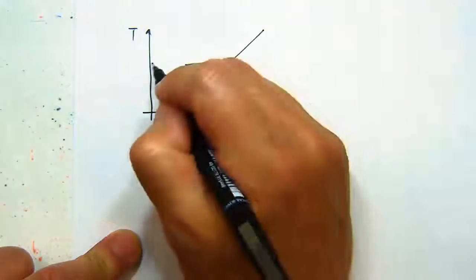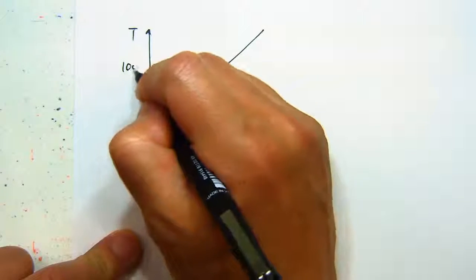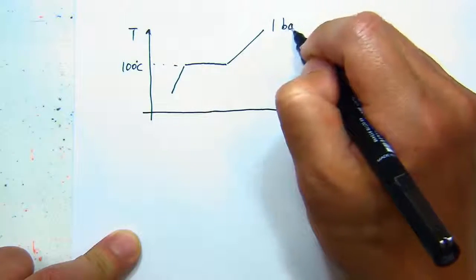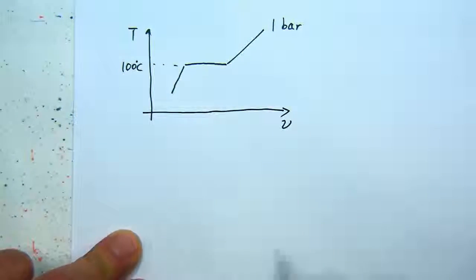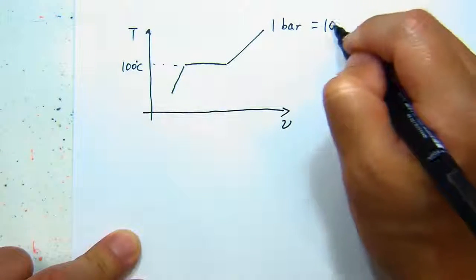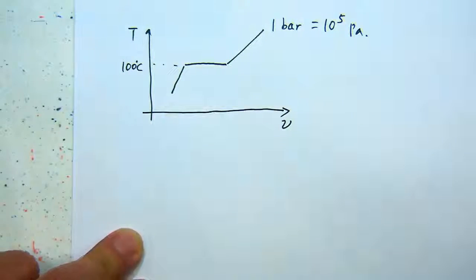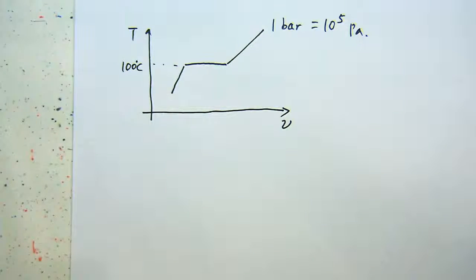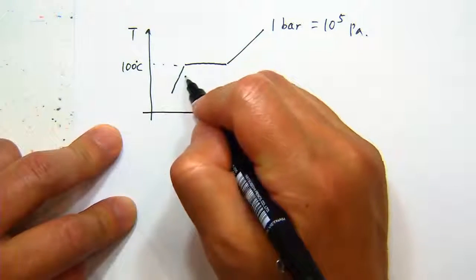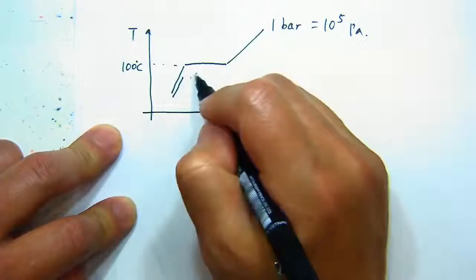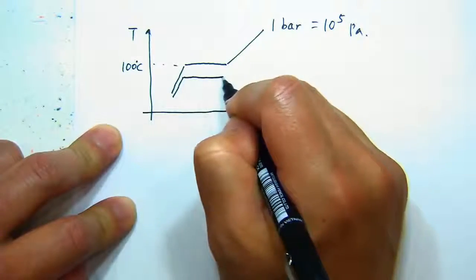So if that's 100 and that's 1, if I want to be more exact, that's 1 bar. 1 bar corresponding to 10 to the 5th Pascal, which is very close to 1 atmosphere. And if I go to highland, then I will have lower pressure.